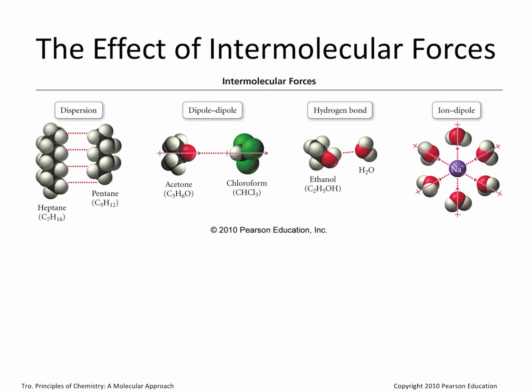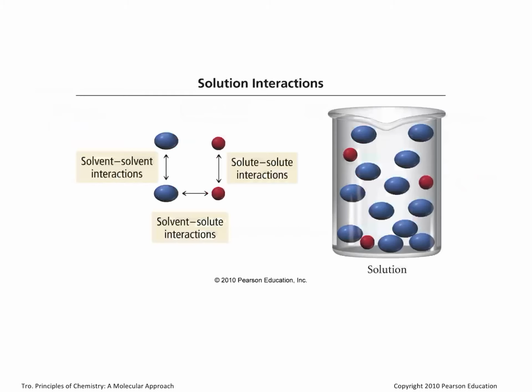So if solute-solvent interactions are weaker than those from the solvent and solute themselves, the solvent molecules and solute molecules interact more strongly with molecules of their own kind. So for example here, the relative strengths of these interactions determine whether a solution will form. So the solvent-solvent interactions, the solute-solute, and then the solvent and solute.